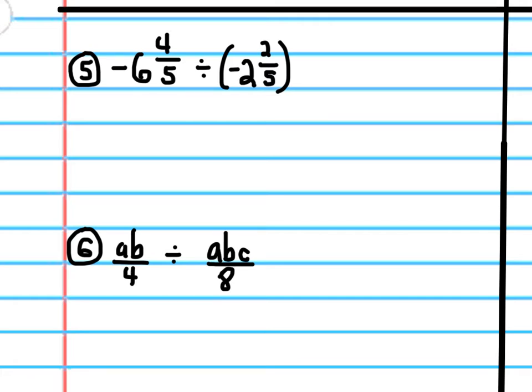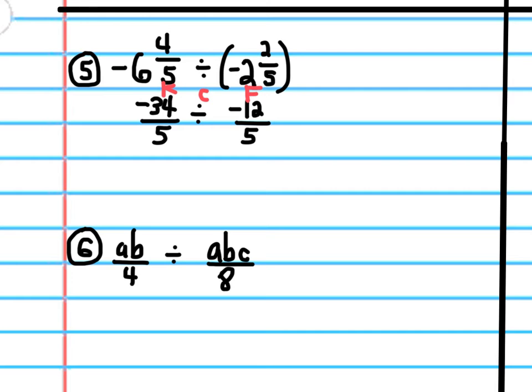So for number 5, notice that we have 2 mixed numbers, so we have to make both of them improper first. -6 4/5 is going to be -34/5. So let's write that down. Again, I put the negative with the numerator, -34. And then the second fraction, -2 2/5 is going to be -12/5.